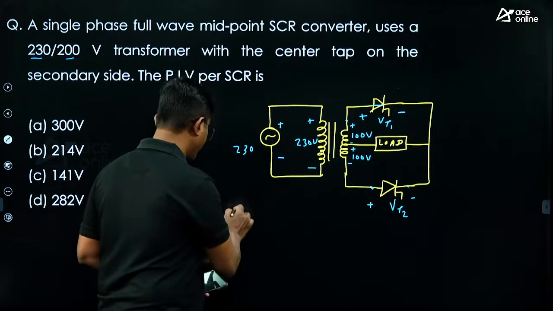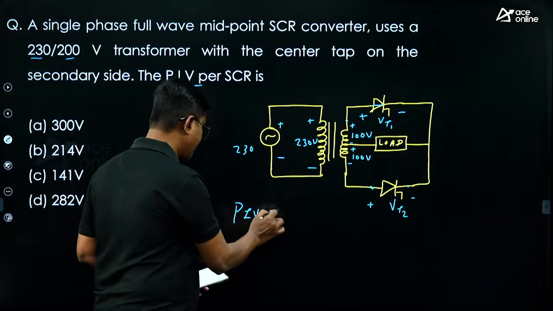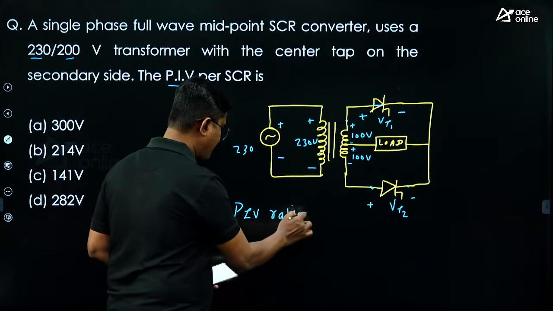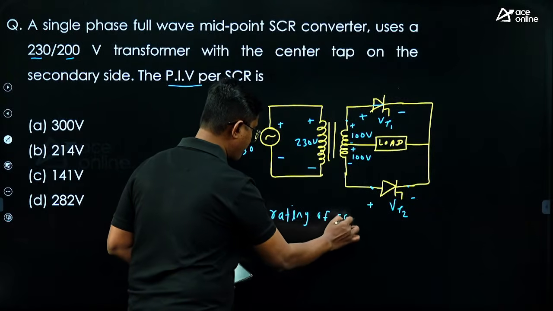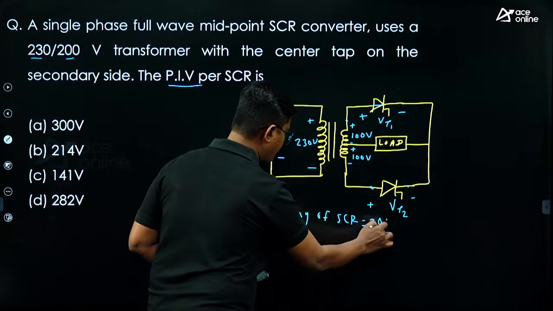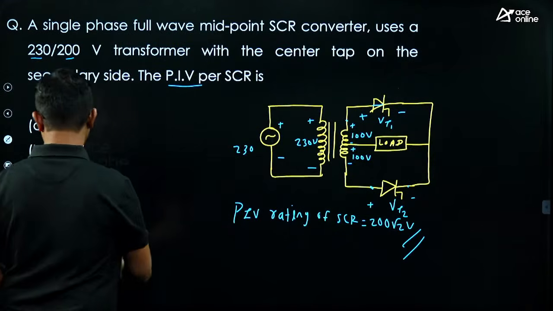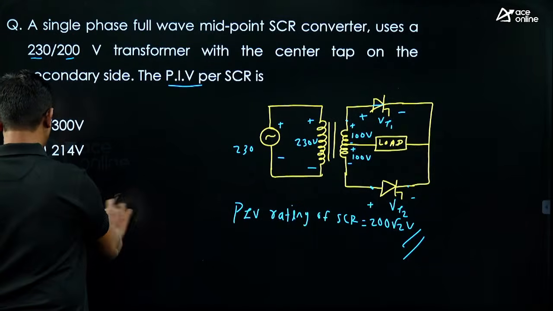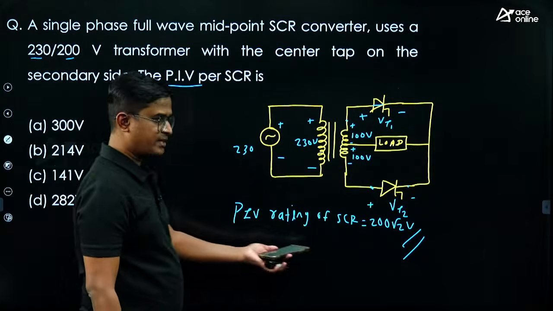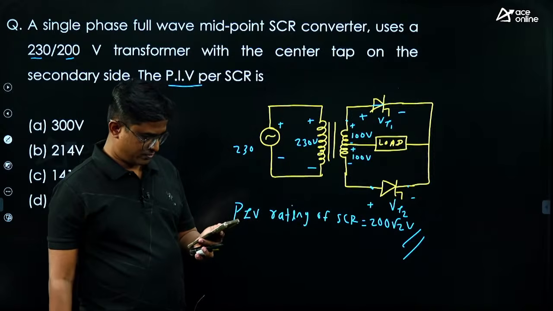So my PIV rating of SCR is equal to 200 into root 2 volt, right? 200 root 2, so your answer should be 200 root 2, which comes to about 282. Okay, you can check it. All right, so 282.